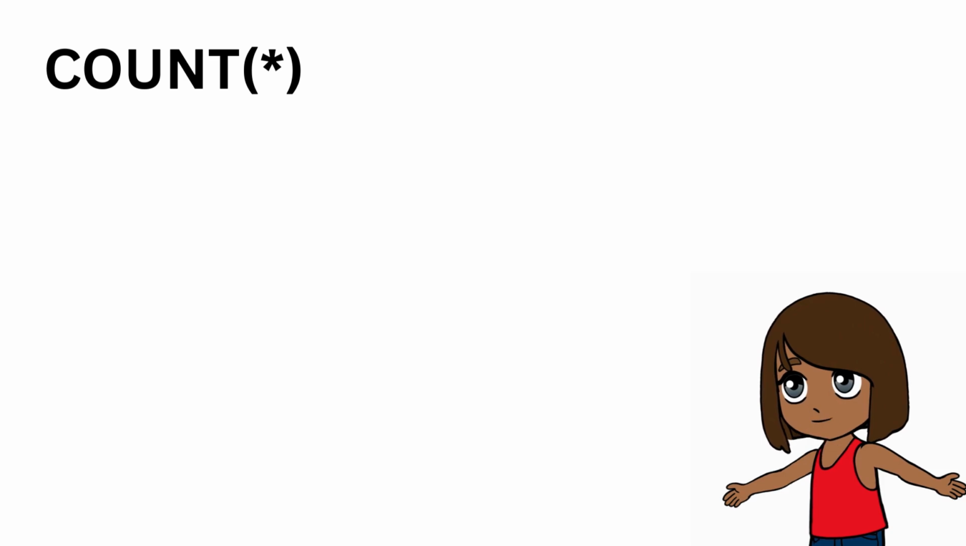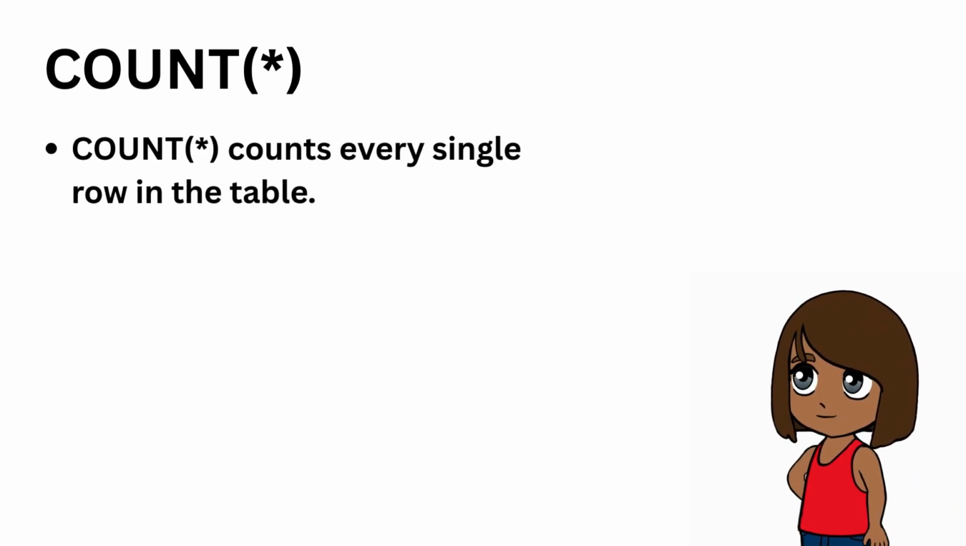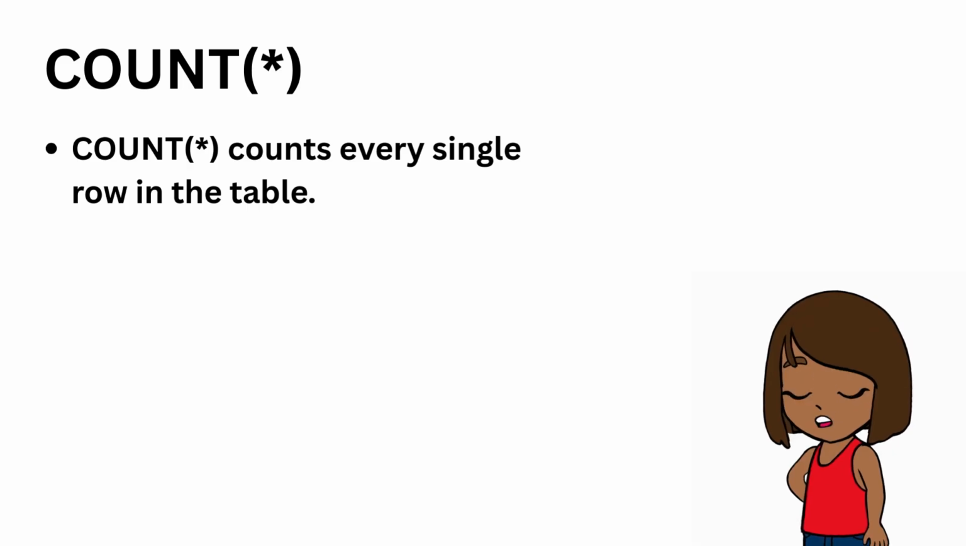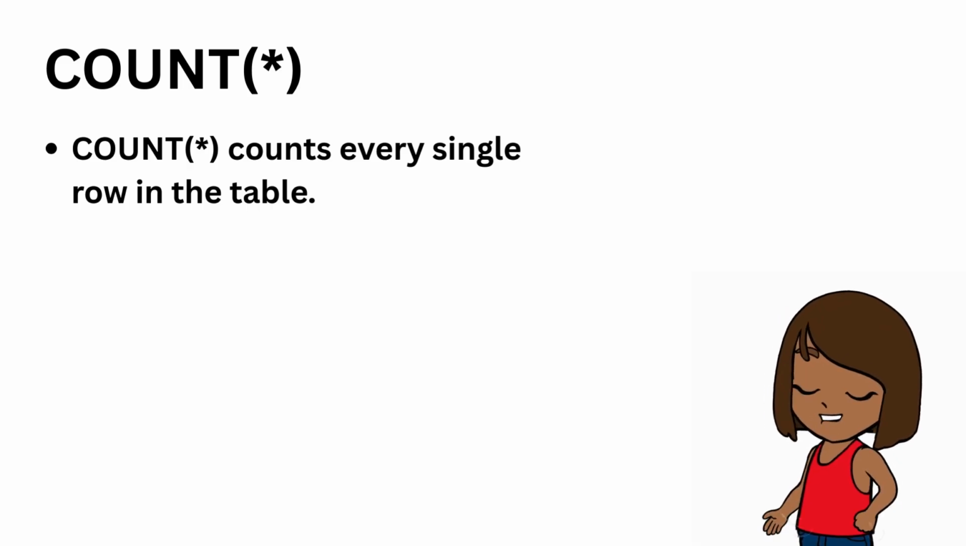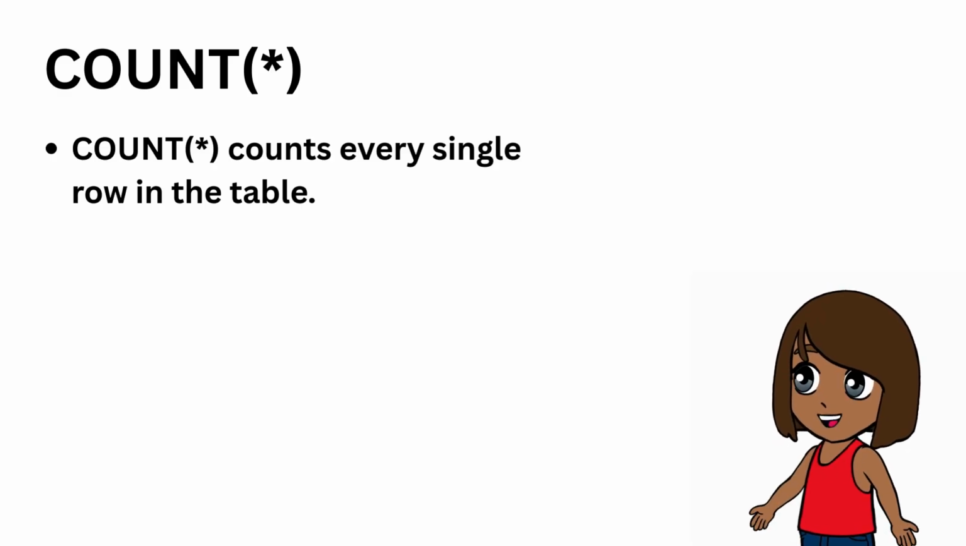Count asterisk counts every single row in the table. It does not care what's inside the columns, it just counts rows. Using this function, we can answer questions like, how many customers do we have? Here's an example of how we would use this query.